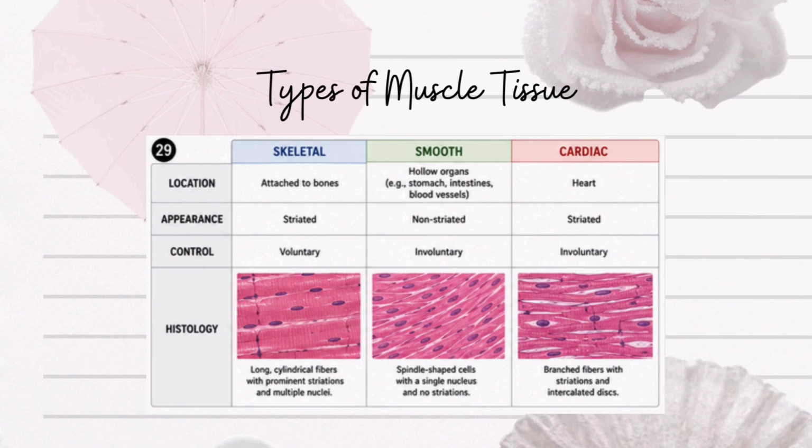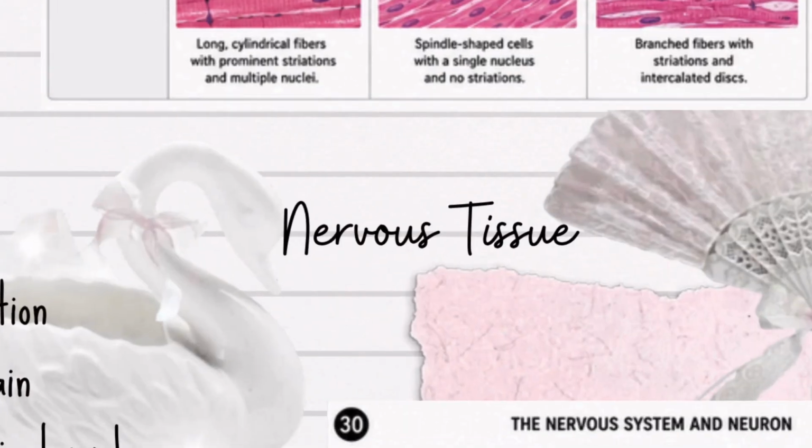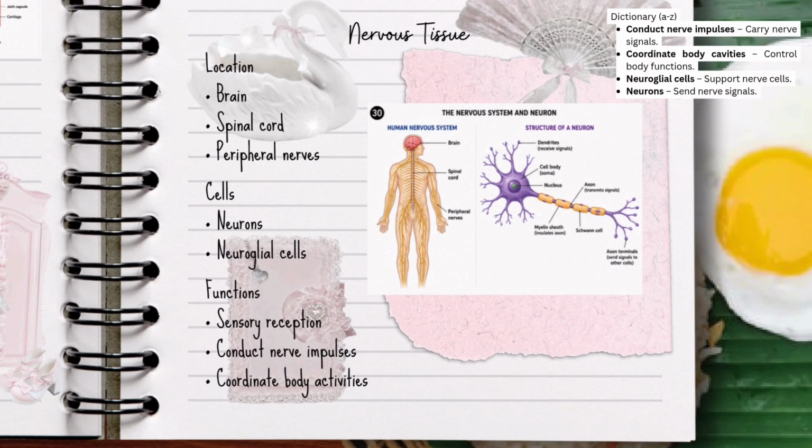The body also needs a system to receive information and coordinate responses. That's the role of nervous tissue. Imagine accidentally touching a hot object. Before you even realize what happened, your hand pulls away. This rapid response is made possible by nervous tissue, the body's communication network.